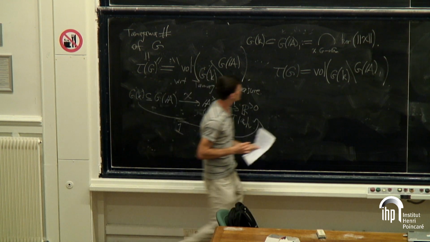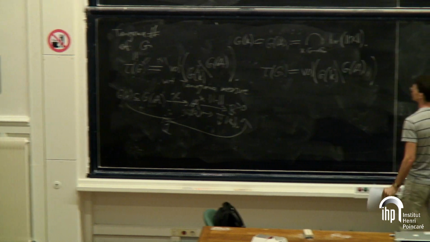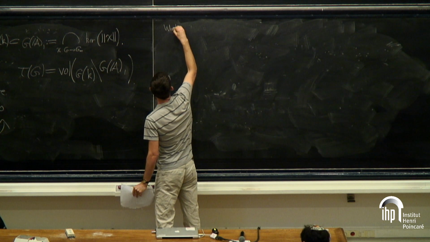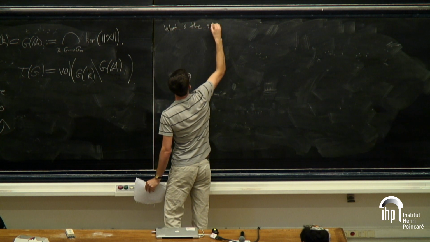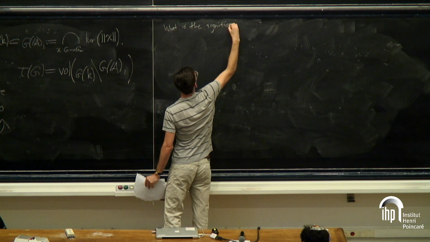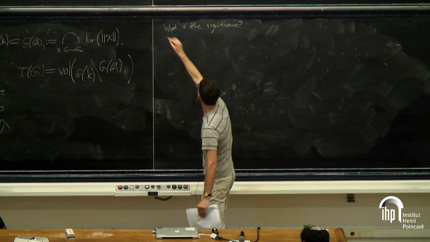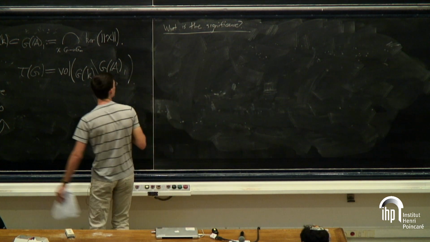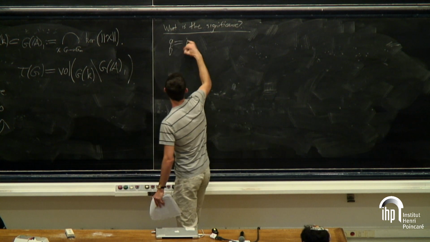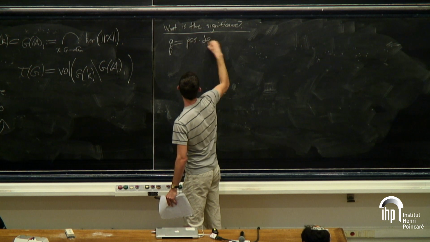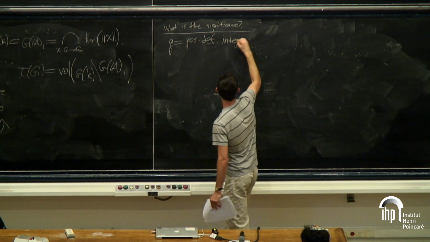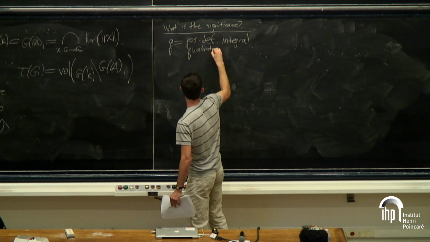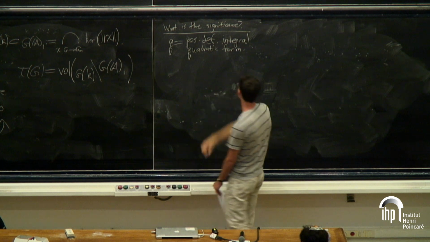Great. So maybe I should mention, what is the significance of these numbers? I'll illustrate it with an example. Suppose that Q is a positive definite integral quadratic form. So we're over the integers now, just the usual integers.